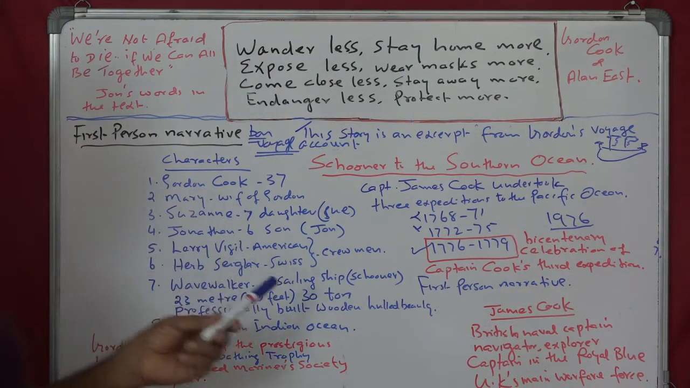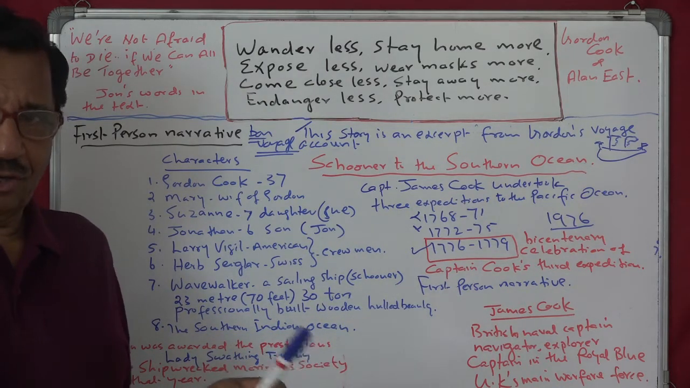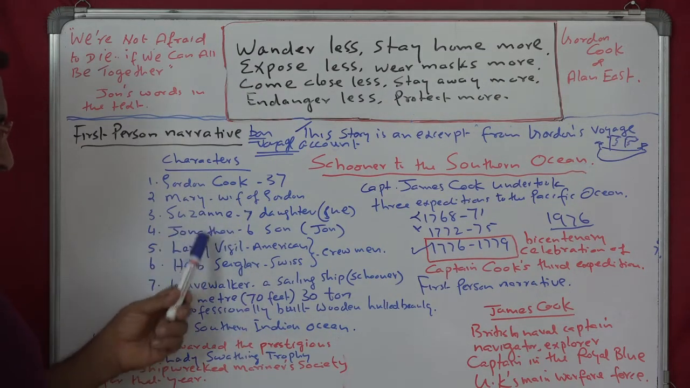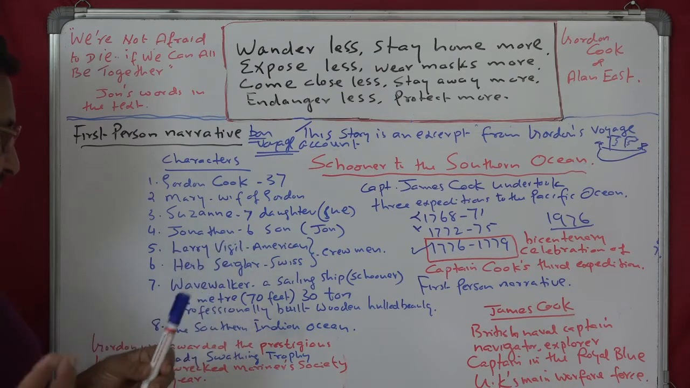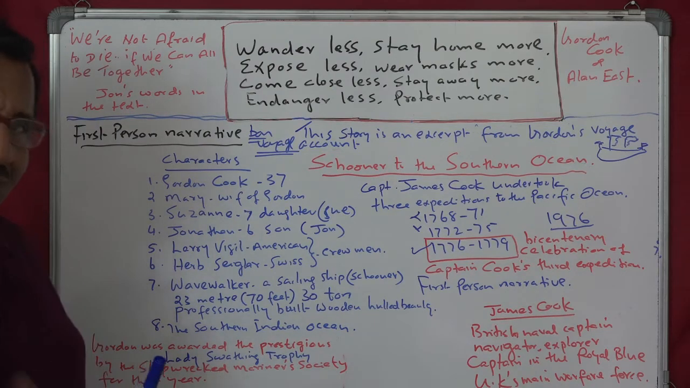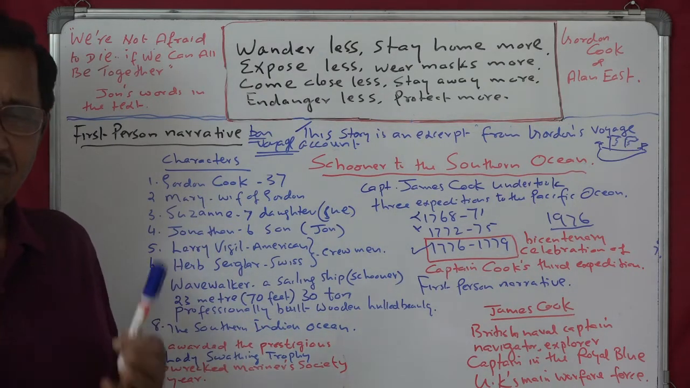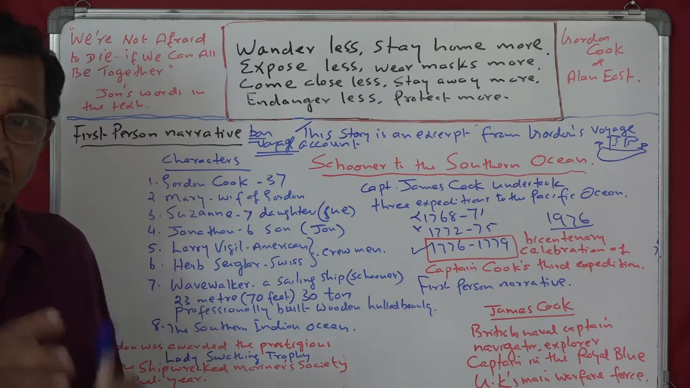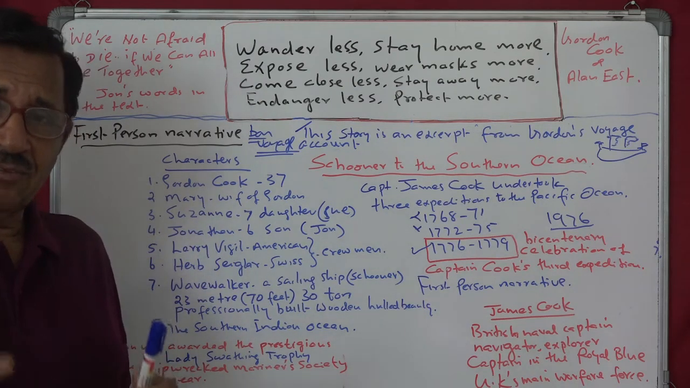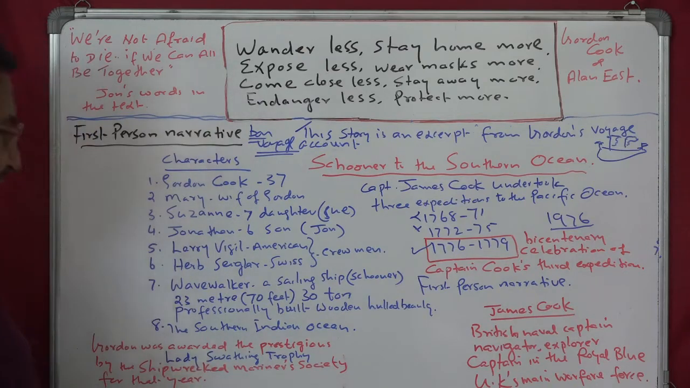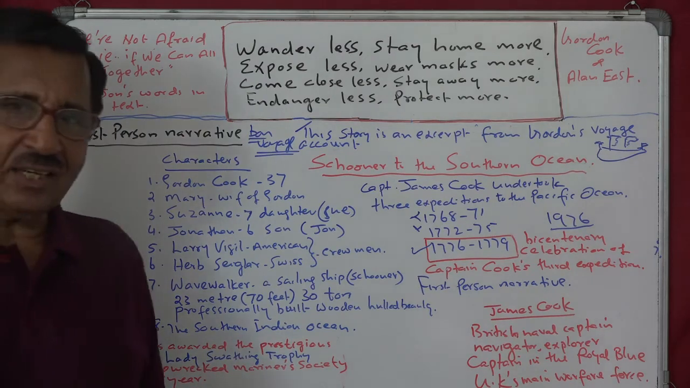Then you find characters in this ocean drama, if you want, you can call it like that. This Gordon Cook, 37, a businessman. Mary, his wife, Suzanne, 7, daughter, Jonathan, 6, son, Larry Vigil and Herb Seigler, they are the crewmen, expert sailors. Then they have the Wavewalker, that is the ship, the schooner. Walking over the waves. And in fact, the Wavewalker did walk over the waves. That's how it all ended happily. It was professionally built and very beautiful in the southern Indian Ocean.